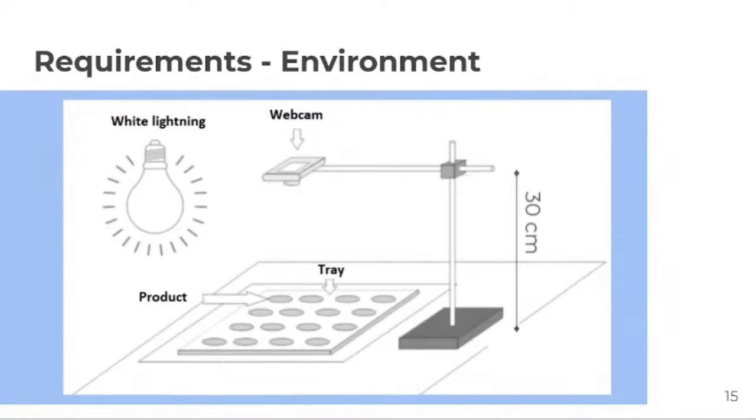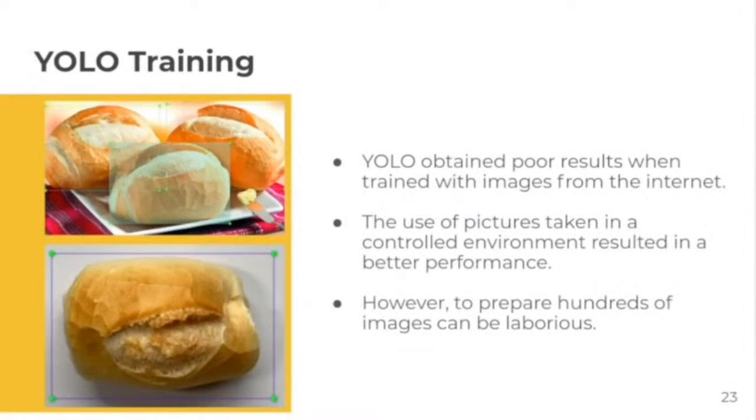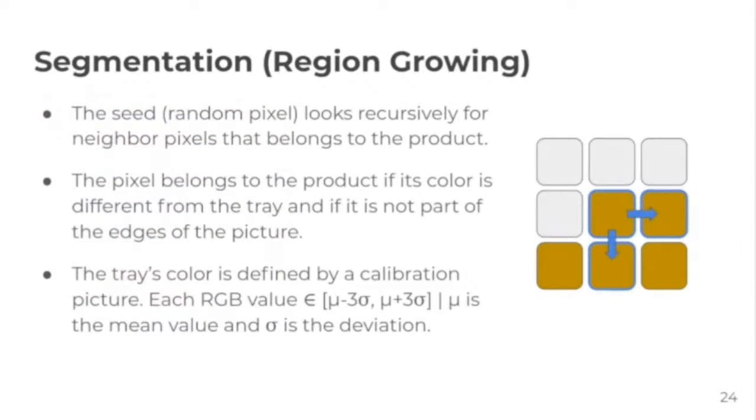Our cashier is composed of a webcam located 30 centimeters above the tray. These are the products that we defined as a catalog of objects for this research. To train the neural network, we produced the photos at home in a controlled environment. We use only one object per picture, and we use a tray as a background. However, preparing hundreds of images can be very tedious and laborious. So we prepared an automatic segmentation algorithm called region growing.